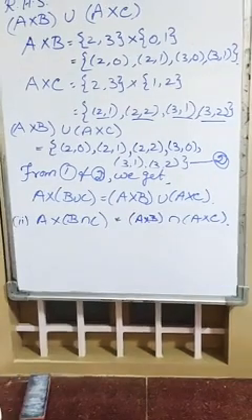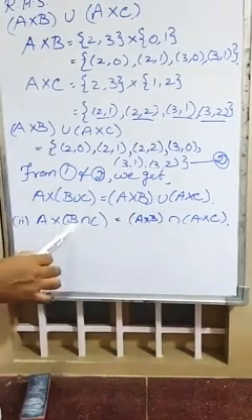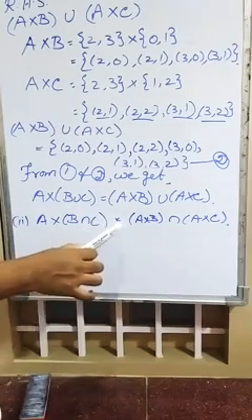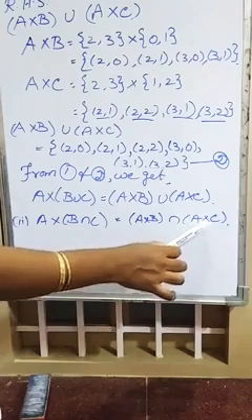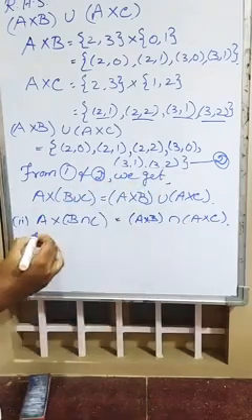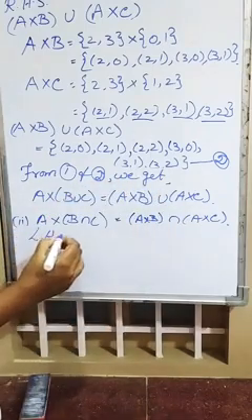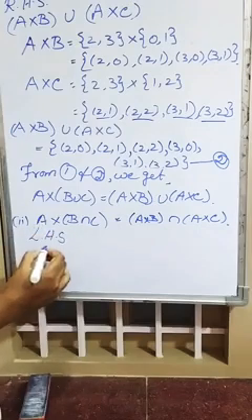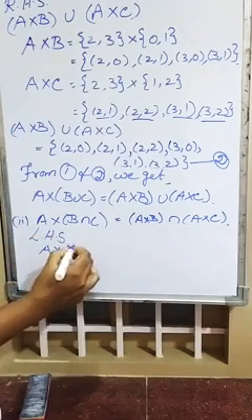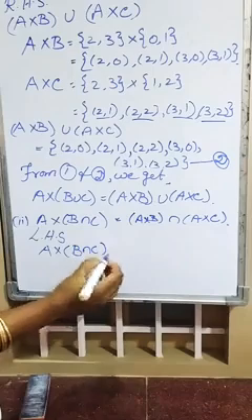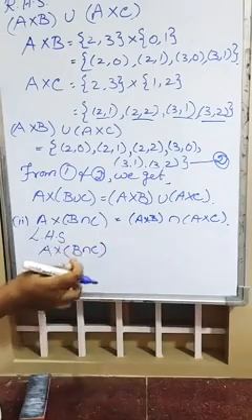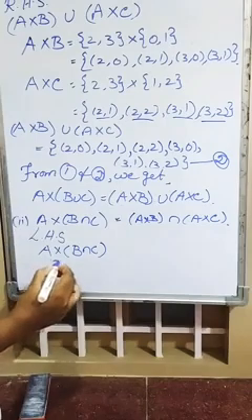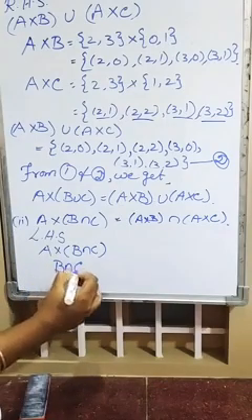See the second part. A cross (B intersection C) is equal to (A cross B) intersection (A cross C). First you have to find the value of the left hand side, that is A cross (B intersection C). Inside the bracket you have B intersection C, that you have to find first.